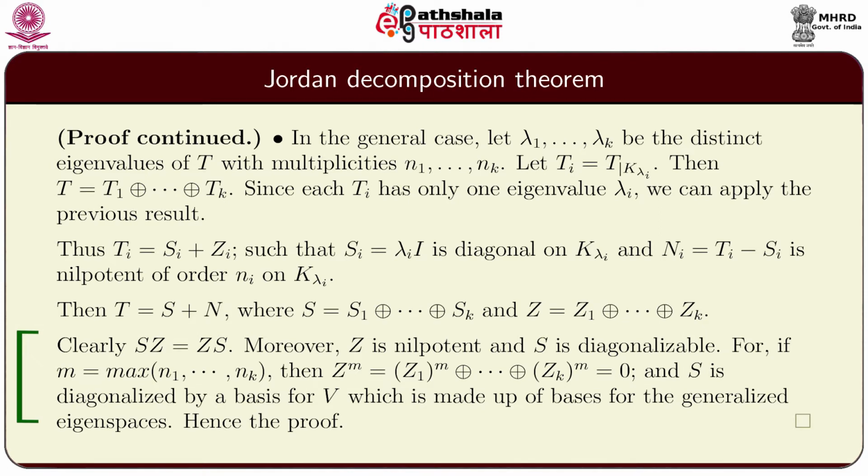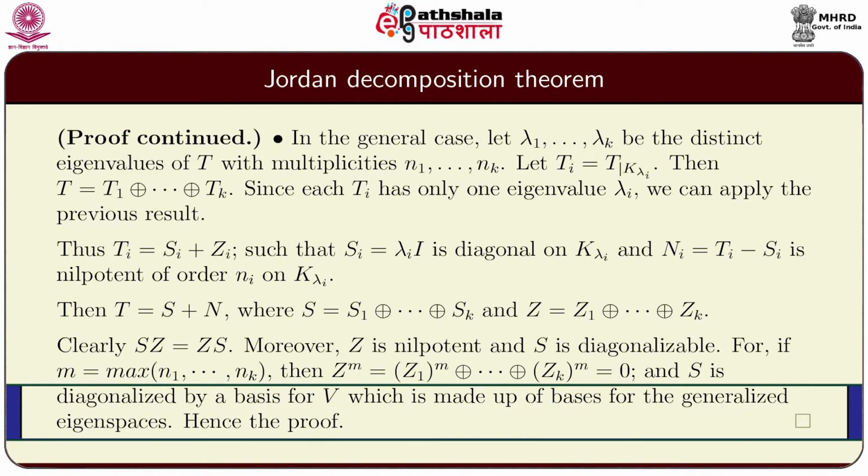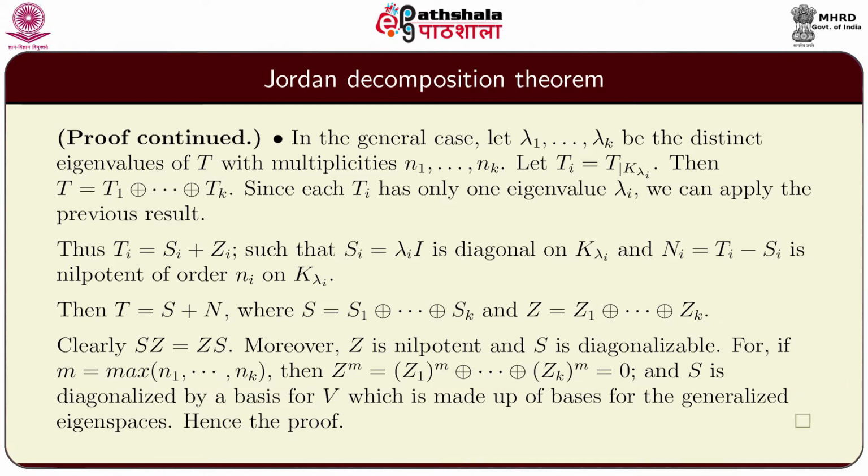Why is that so? If M denotes the maximum of these multiplicities n1 and so on up to nk, then Z raised to M is Z1 raised to M direct sum and so on Zk raised to M, and that is equal to 0. And S is diagonalized by a basis for V, which is made up of bases for the generalized eigenspaces, hence the proof.